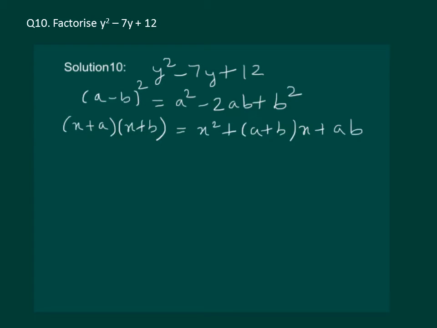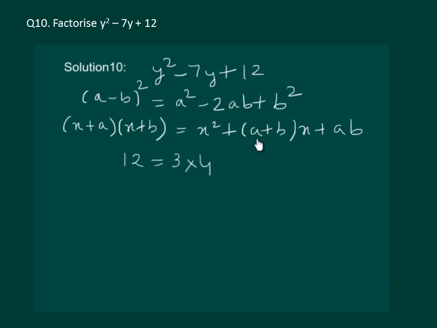Let us compare our question. We have 12 as the constant term. If we can write it as ab, we will get, you know that we can write 12 as 3 4s are 12. Also, let us compare the first term. We have x square, we have y square. So these are perfect squares, comparable. Let us compare the middle term. Instead of x we have y.